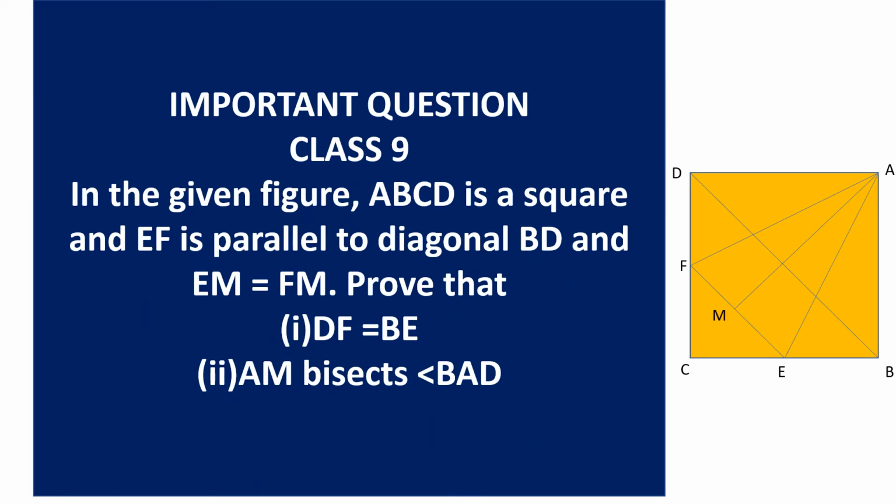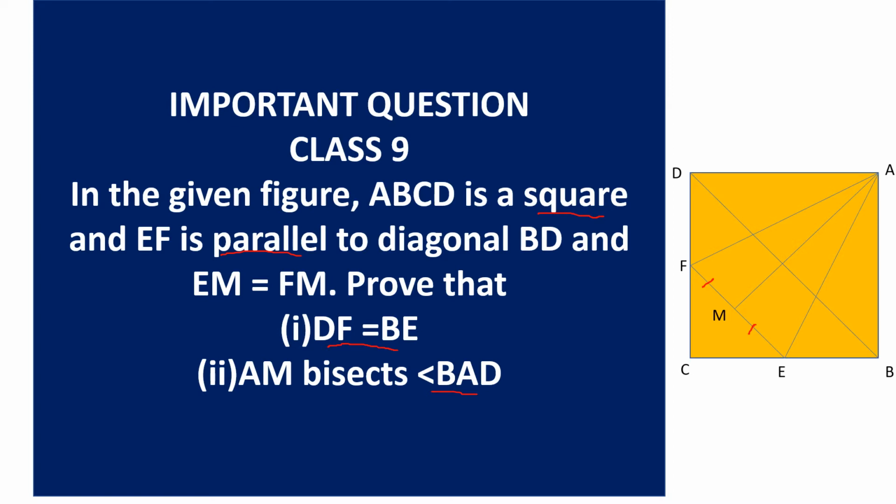Today let us discuss one of the most important questions of the chapter Triangles of class 9. That is, in the given figure ABCD is a square and EF is parallel to the diagonal BD as shown in the figure. This line segment EF is parallel to the line segment BD and also EM is equal to FM. You have to prove DF is equal to BE and AM bisects angle BAD.